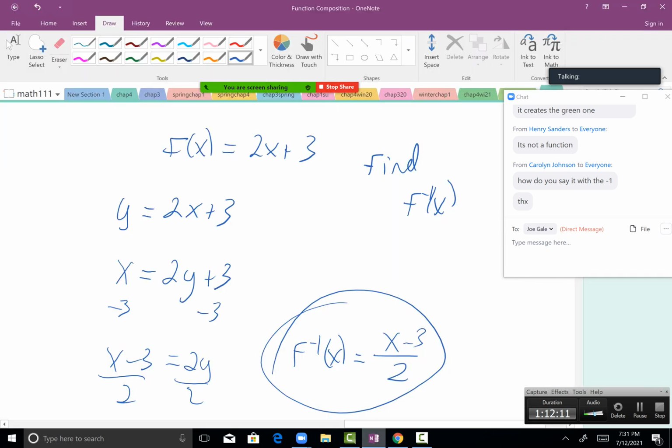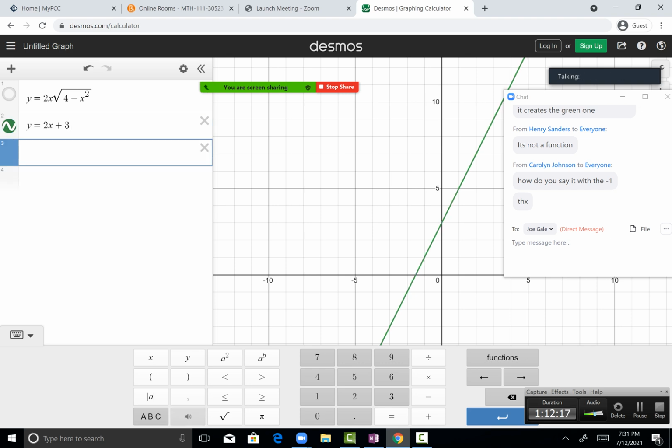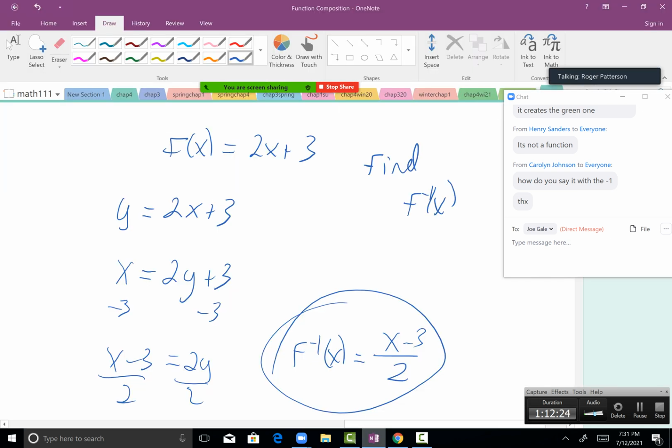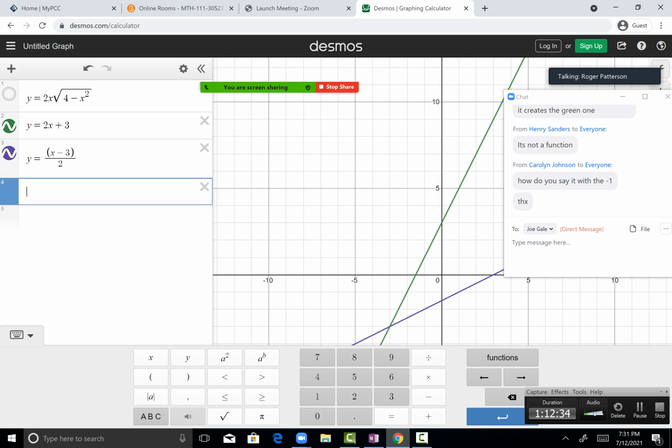Let's see, 2x plus 3. Okay. Now I'm going to put the inverse in there. Y equals, let's see, we had x minus 3 over 2. So I'm going to put that in parentheses, x minus 3 divided by 2. And there it is. Now we put this one in, y equals x.